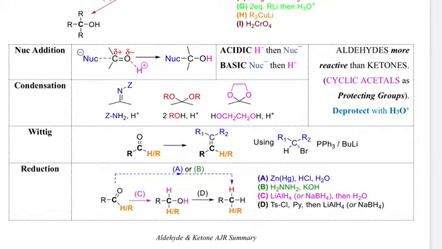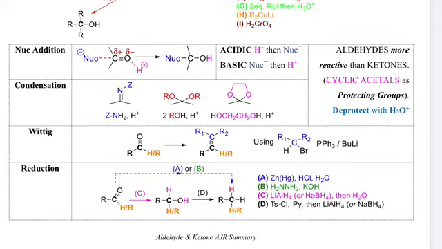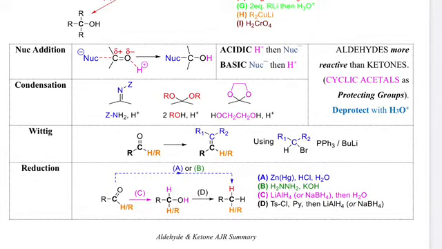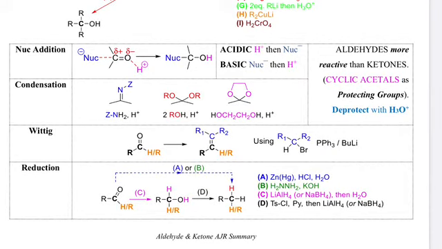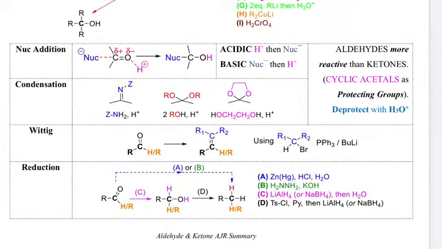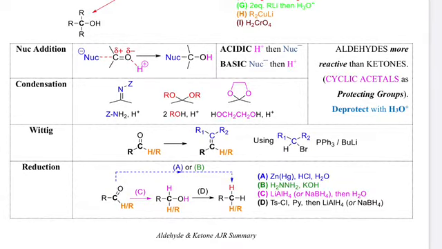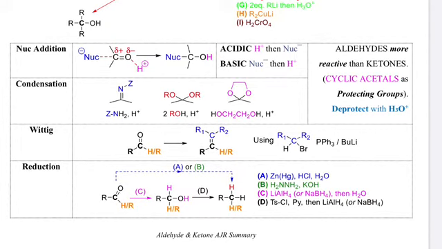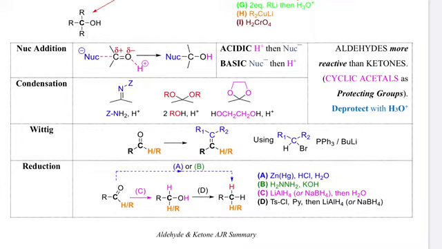So our strategy overall is protect the group we don't want to react, do our chemistry, and then when we're done, deprotect to liberate the unchanged functional group. So that's then a strategy of being able to control exactly where our reaction takes place, based on the understanding that aldehydes and ketones react with the same reagents, but aldehydes are more reactive than ketones.